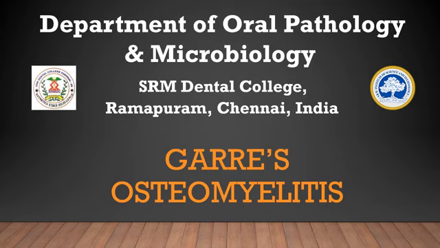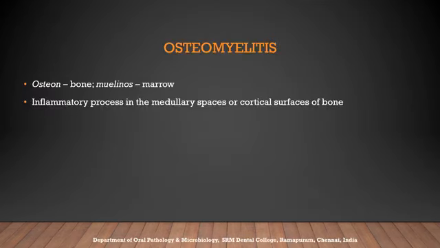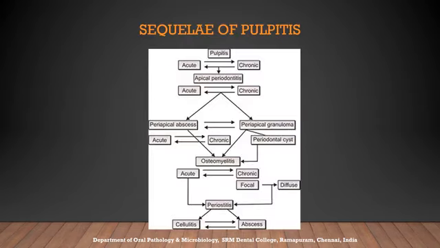In today's presentation, we'll see about Garre's osteomyelitis. First of all, we should know the basics about osteomyelitis. The word osteon means bone, myelos means marrow. So osteomyelitis refers to the inflammatory process in the medullary spaces or cortical surfaces of bone.